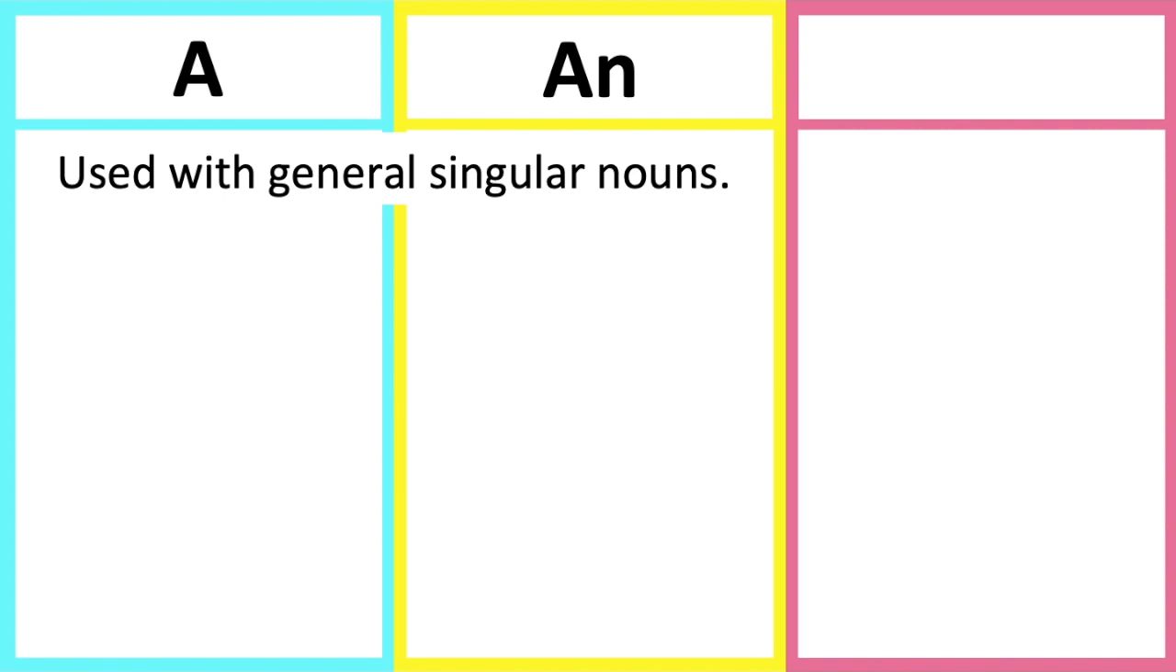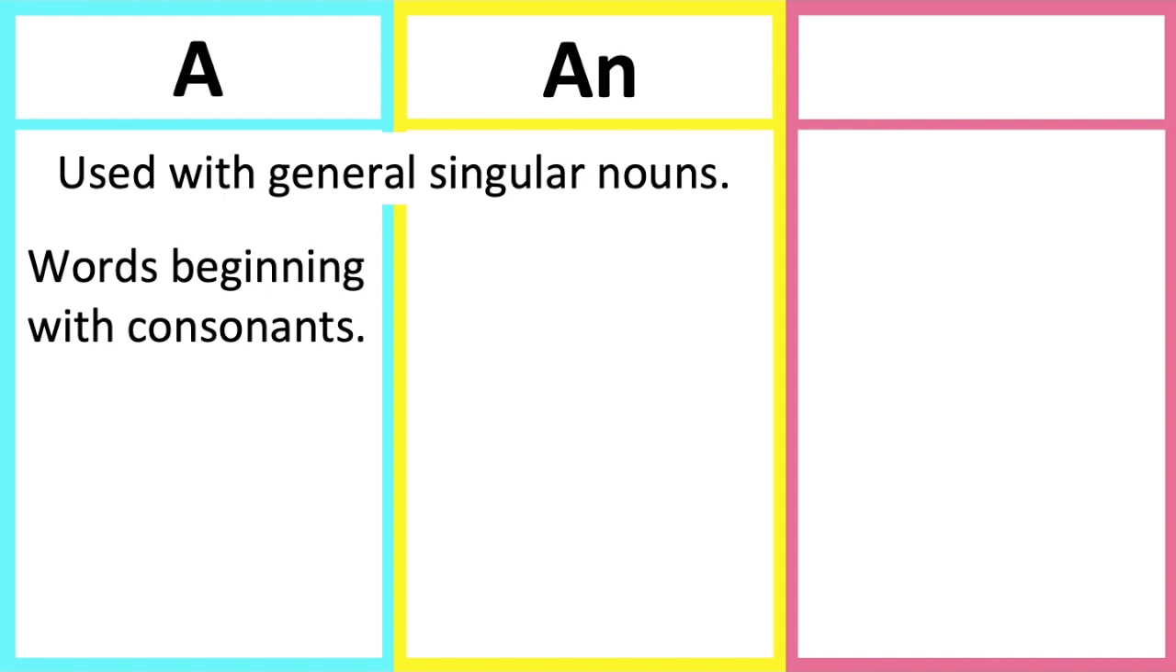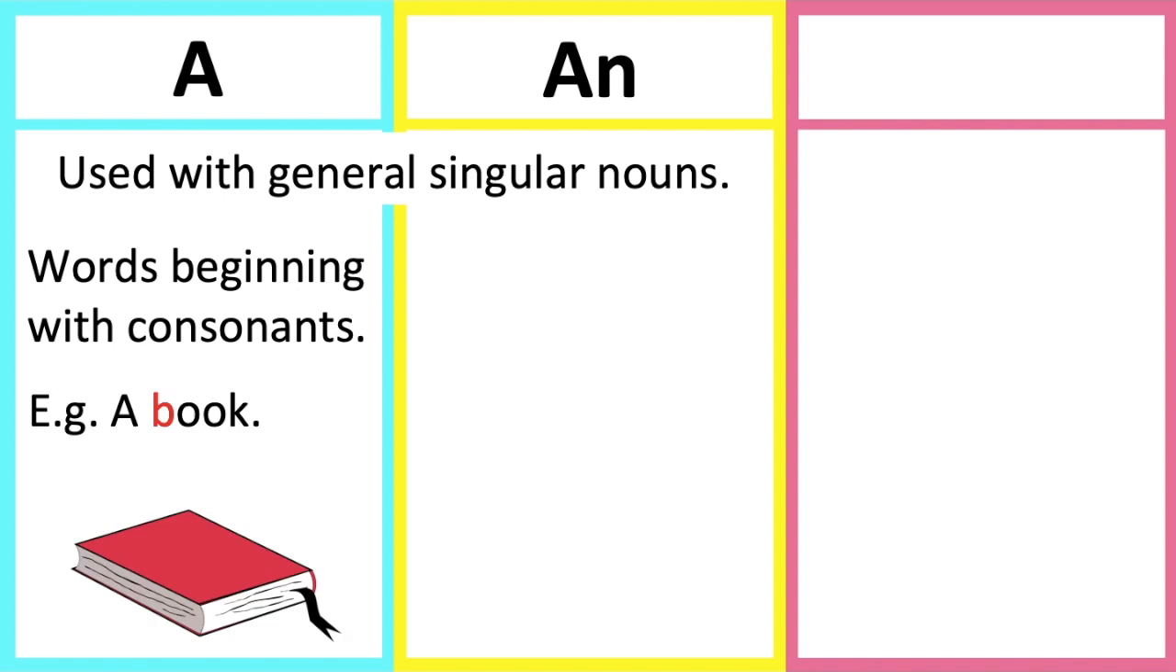The difference is that the indefinite article a is used before a word beginning with a consonant. For example, a book. The letter B is a consonant. Other examples include a car, a bike, a dog, a house, etc.